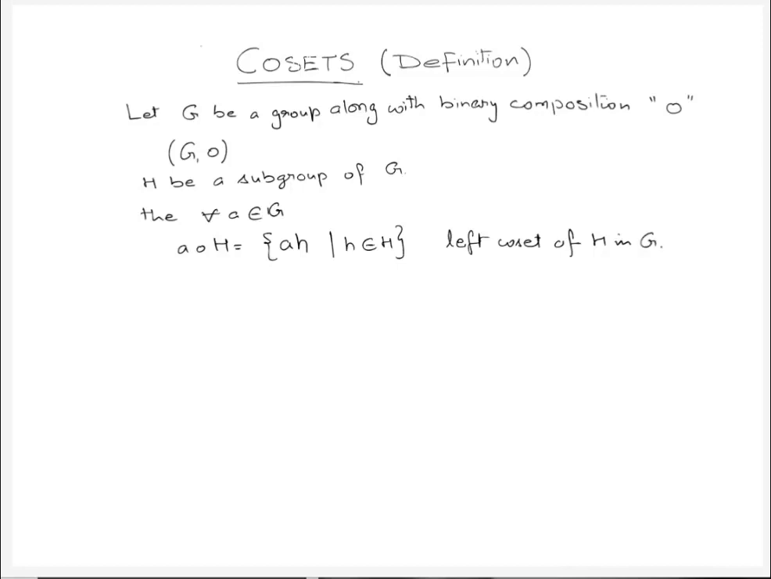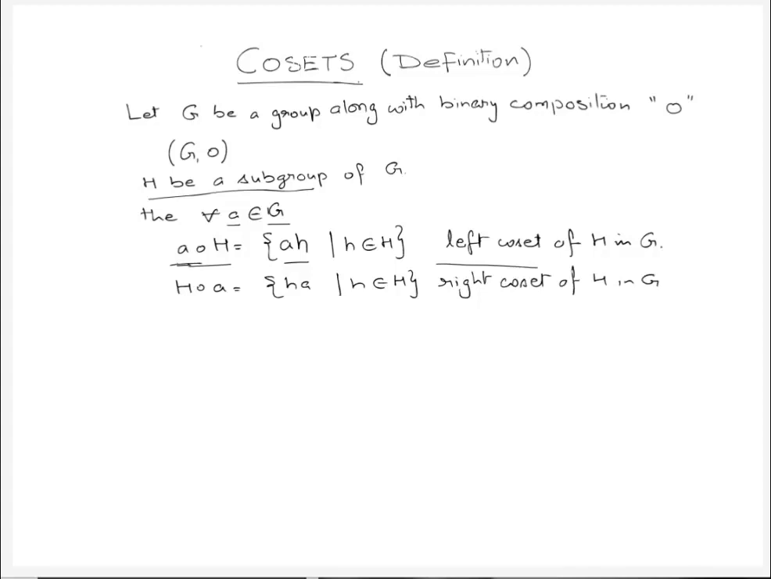So I am again repeating what it says. G is a group, H is a subgroup. For every a belonging to G, all the elements in the set of type aOH, then aOH is called the left coset of H in G. If you multiply a from the right hand side, then we call this set a right coset of H. It is a simple definition.